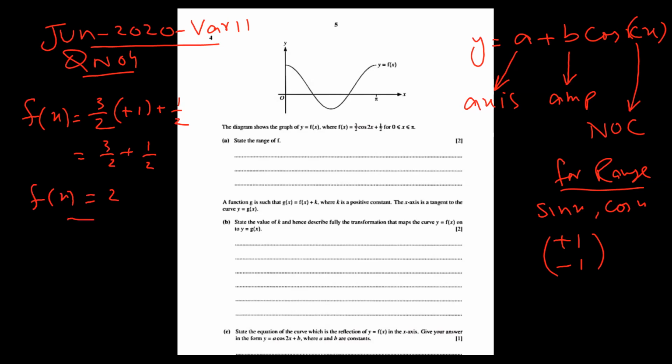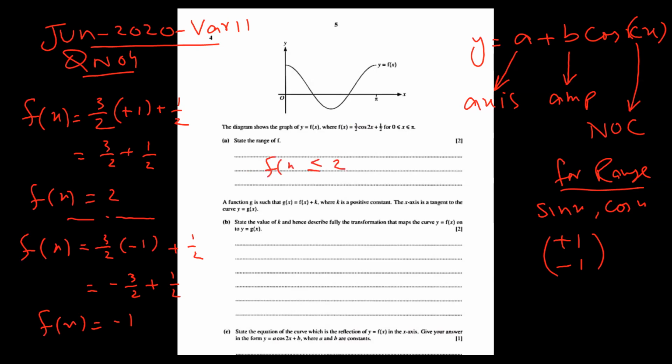And similarly, if I replace by -1, in the place of cos I place -1. Let's see what happens then. -3/2 plus half, we got a -1. So the range turns out to be highest value 2 and lowest value -1. This is my answer. That's it.